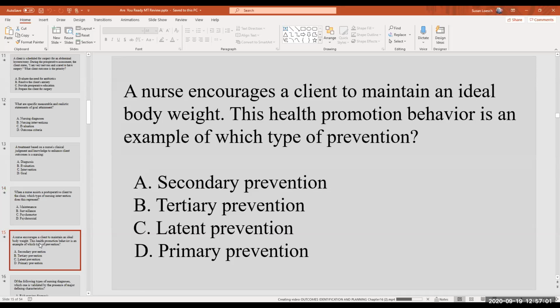A nurse encourages a client to maintain an ideal body weight. This health promotion behavior is an example of which type of prevention? Primary. Primary, good.